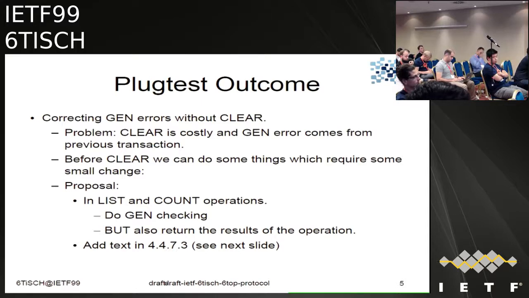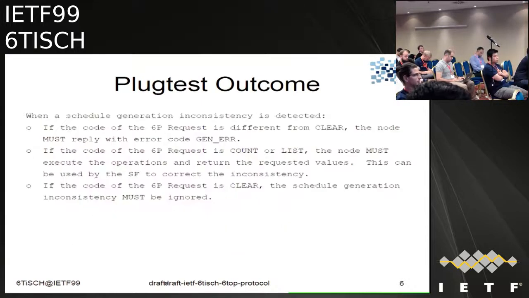So that's our proposal, and the text we propose is the one in the middle, the two bullets. The first one and the last one are already in the draft, and the one in the middle is: if the code of the 6P request is count or list, when I detect that generation error, the node must execute the operation and return the requested values. And this can be used, despite the generation error, to correct the inconsistency. So that's what we proposed.